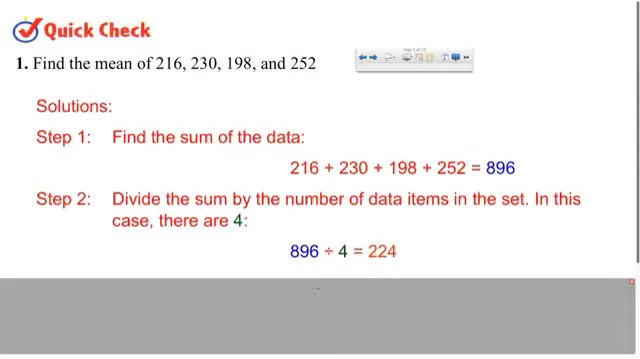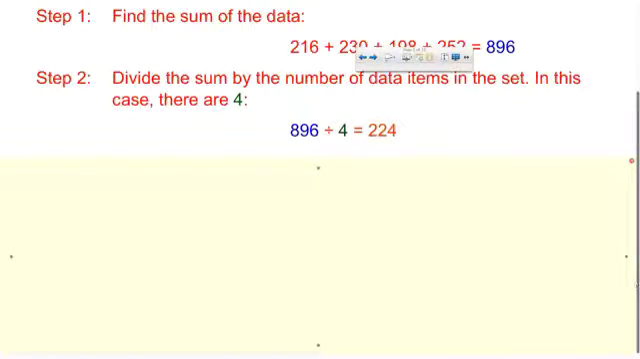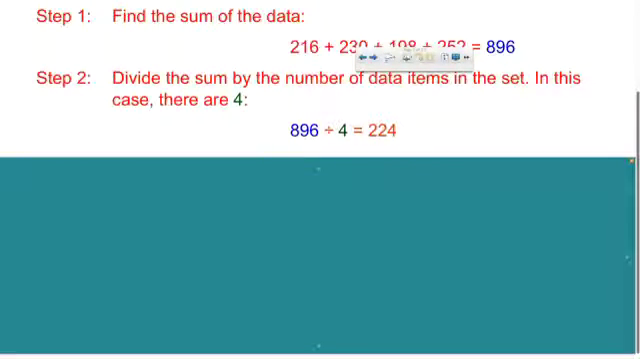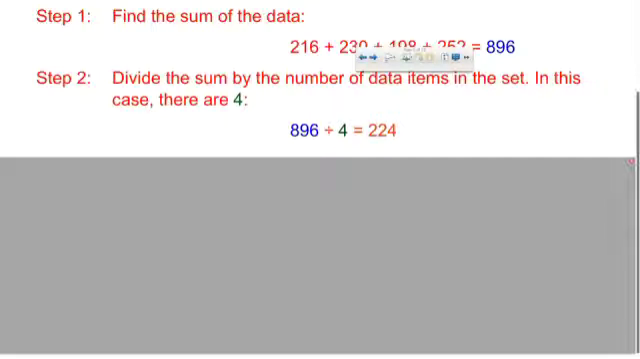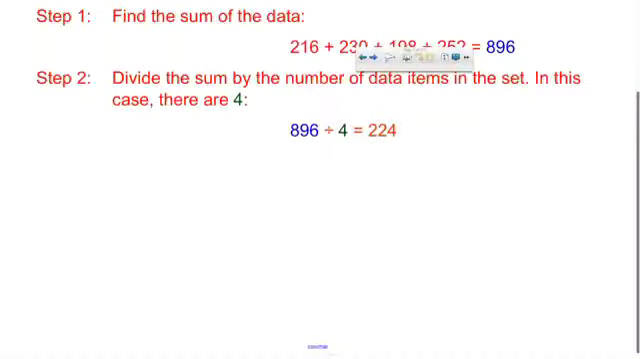If you have to do the long division, go ahead and do it. Okay? Do you have a question? Okay. All right, moving on.